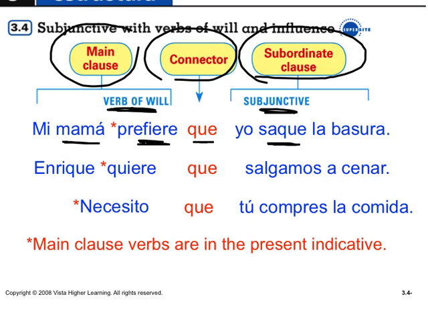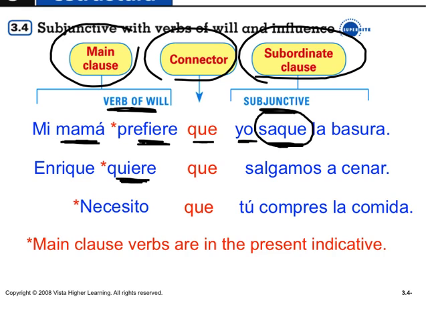Notice we have a change in subject. We have mamá in the main clause, we have yo in the subordinate clause. Here's where the subjunctive is, because the idea is that it may or may not happen. Just because she prefers I take the garbage out, I may not take it. She just prefers that I do, but I may not take it out. That's why we have the subjunctive here.